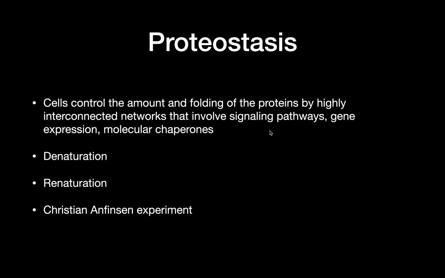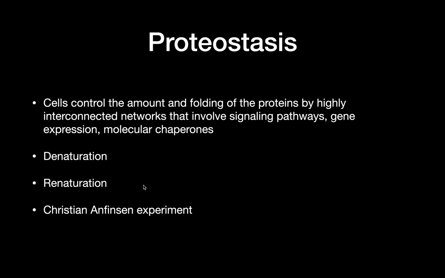Right, so proteostasis is basically the life cycle of the protein. The cells control the amount and the folding of the proteins by signal pathways, gene expression, and molecular chaperones. When proteins are denatured, the resulting amino acids can go to a lot of pathways. They can be recycled to form new proteins, or they can play a role in metabolism.